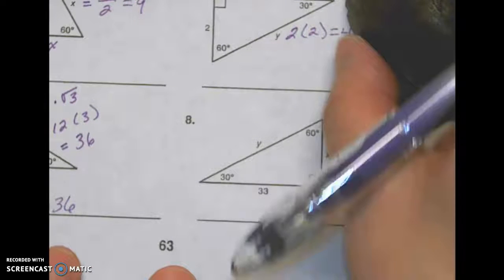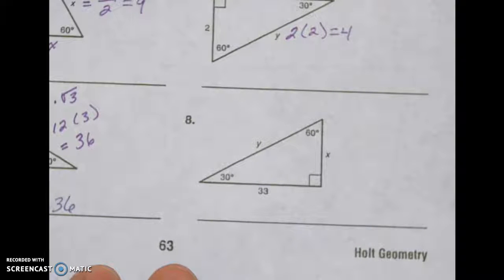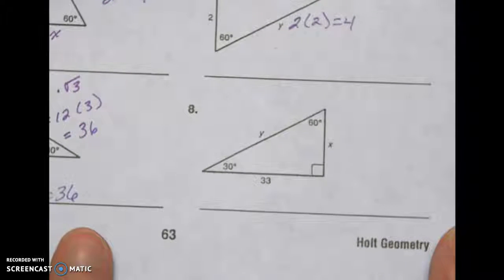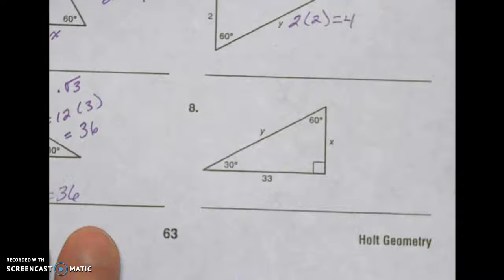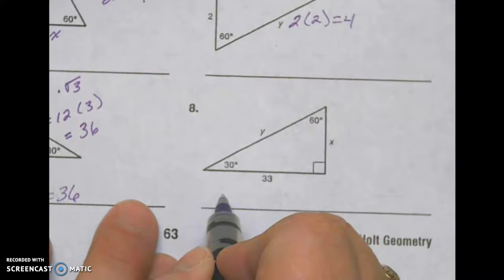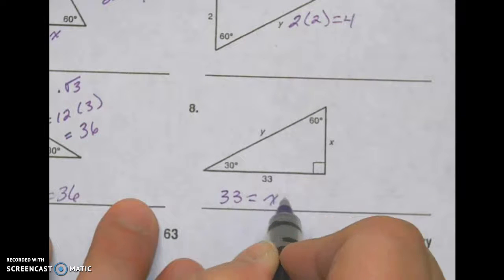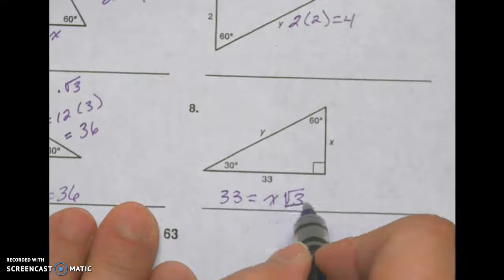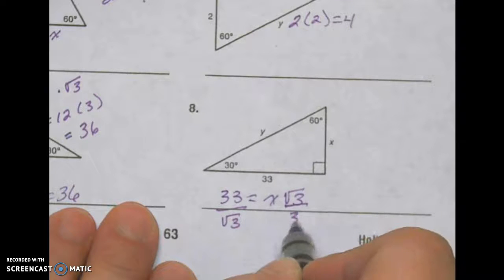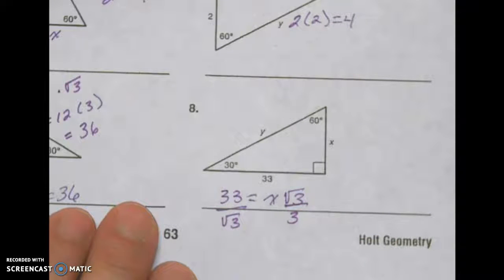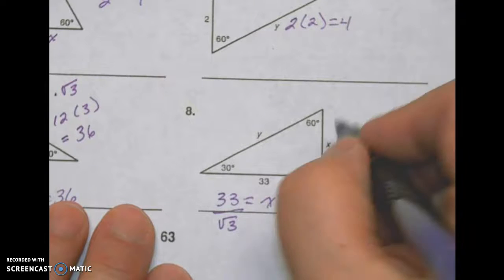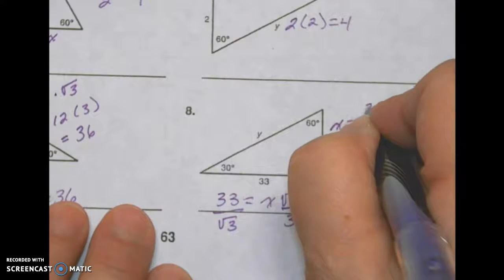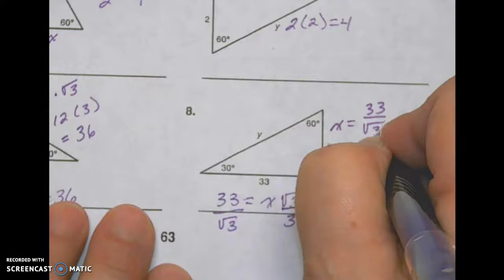The last problem is one of the more complicated ones because they're giving me that medium side or that longer leg of 33, and I have to work backwards to find out what my value of x is and then double it to find my value of y. So what I know is that 33 is equal to x times the square root of 3. I need to divide each side of that equation by the square root of 3, and that gives me my value of x. So x is equal to 33 divided by the square root of 3.